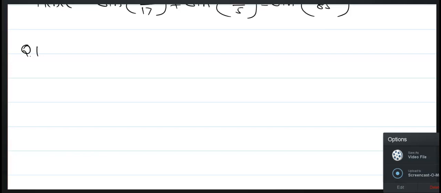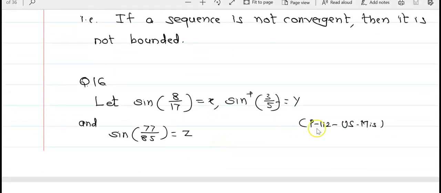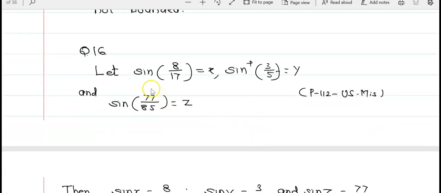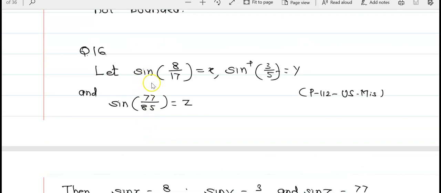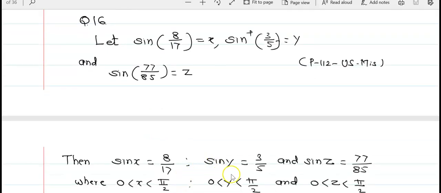And this is on page number 112. Now again we'll see here, page number 112, the answered question from the miscellaneous. Sin inverse of 8 upon 17 is equal to x, sin inverse of 3 by 5 is equal to y, sin inverse of 77 upon 85 is equal to z. I forgot to write the inverse sign here. Therefore, sin of x is equal to 8 upon 17, sin of y is equal to 3 by 5, and sin z is equal to 77 upon 85.